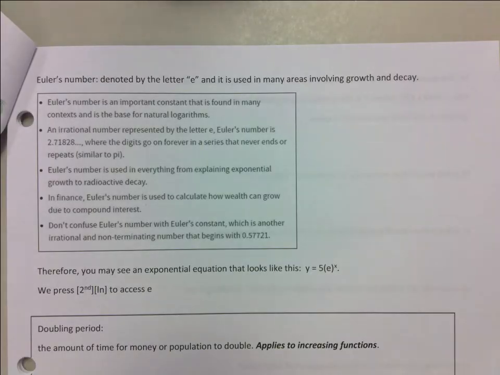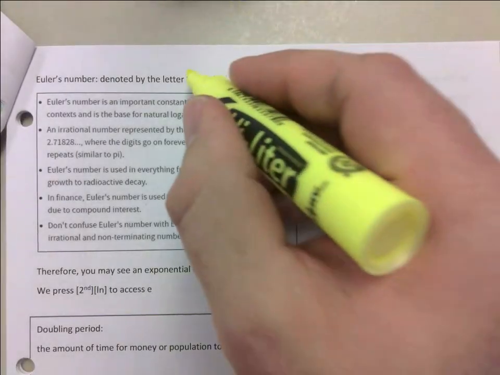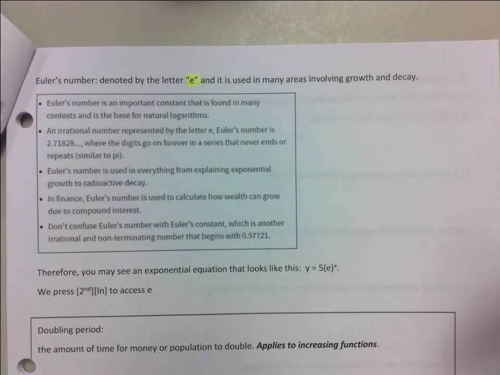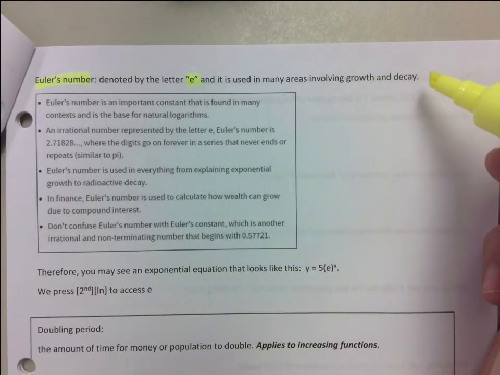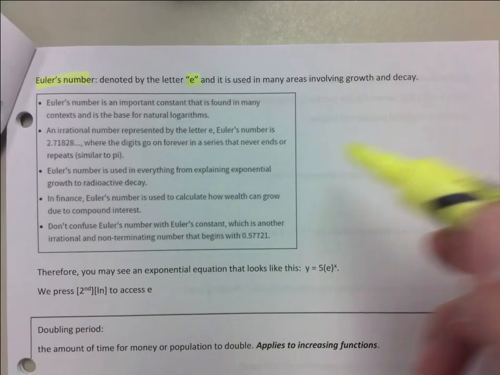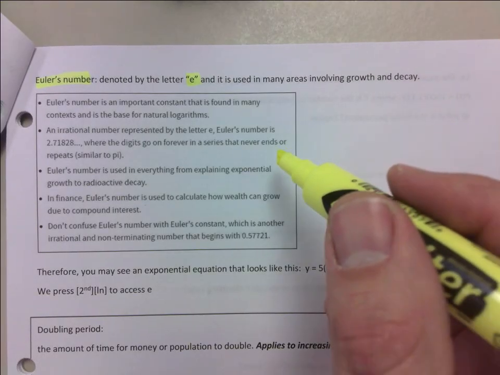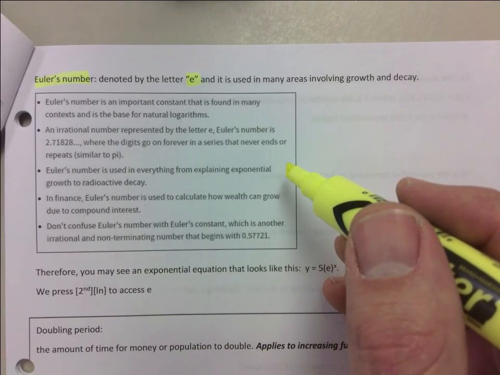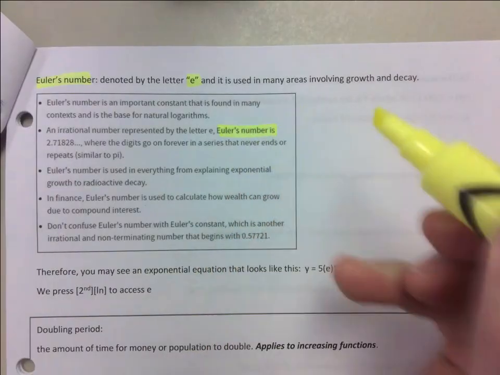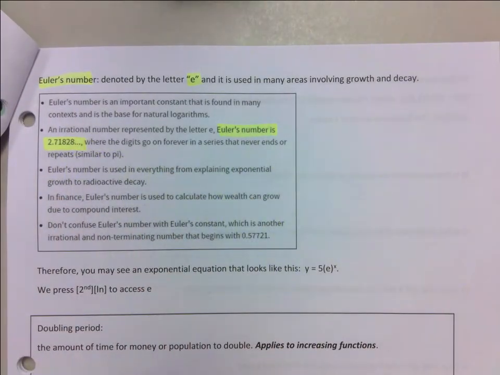Euler's number is denoted by the letter E. You're going to see E a lot. And it's used in many areas involving growth or decay. It's a very important constant found in many contexts. Okay? An irrational number, Euler's number is 2.71828, and it never stops. It's like pi. It never stops. It's a forever series. Okay?